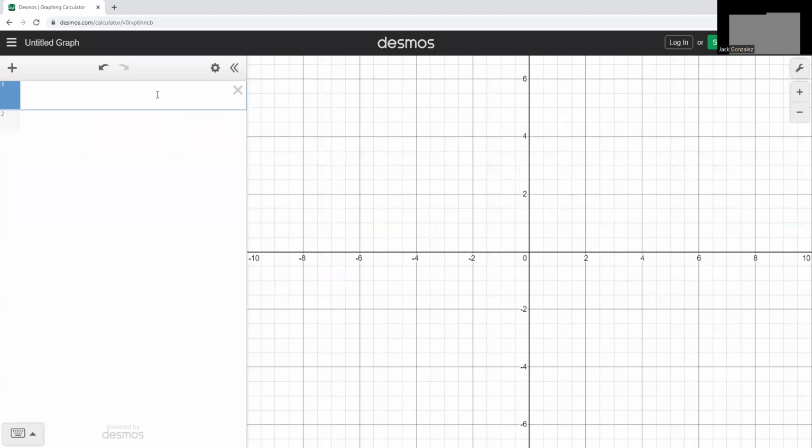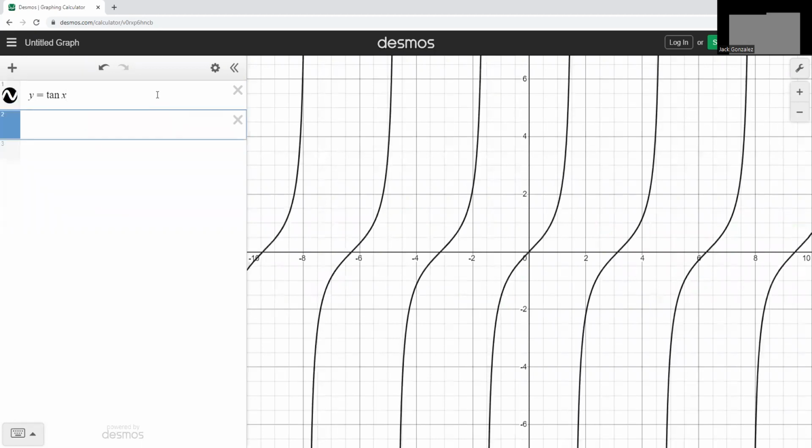Let's look at the graph, though. Here's what tangent looks like. So notice how it skips. That happens at every odd multiple of pi over 2. So pi over 2, 3 pi over 2, 5 pi over 2, all the odd ones, not the even. Because if you remember, if you watched the video, tangent is defined to be sine over cosine, right?